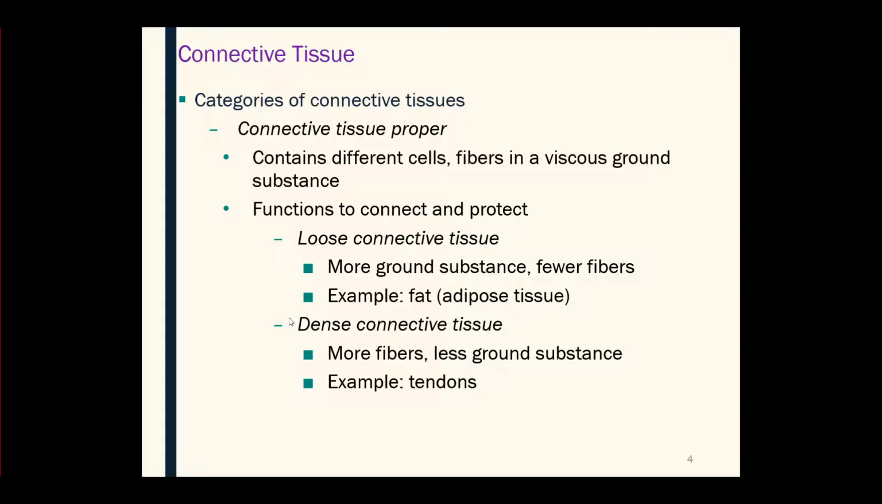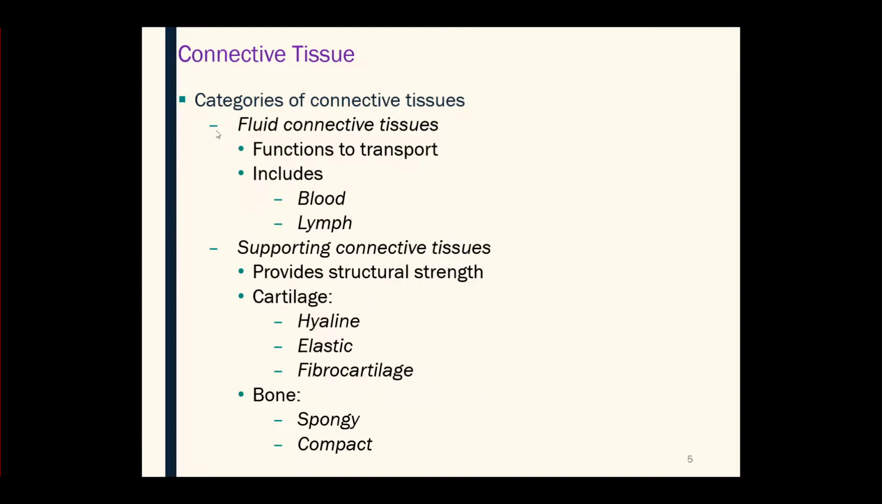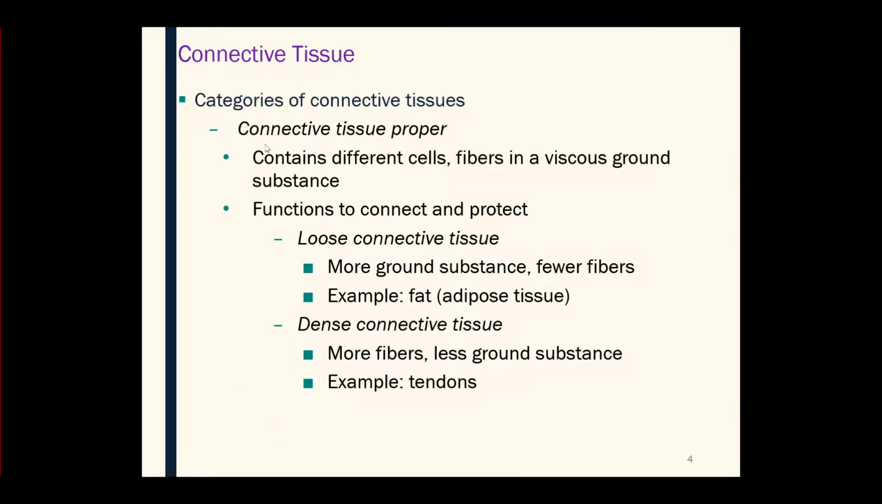So let's categorize connective tissue. If you have your notes, you can highlight right here, highlight connective tissue proper, then go down a little bit and highlight fluid connective tissues, and then highlight support connective tissues. Right, so there's three main categories. The first category is connective tissue proper, right? That's what we're going to be talking about in this lesson. Now, this contains a variety of different cells and also fibers in a viscous ground substance. Viscous means thick, kind of syrupy, right? Not watery, but kind of thick.